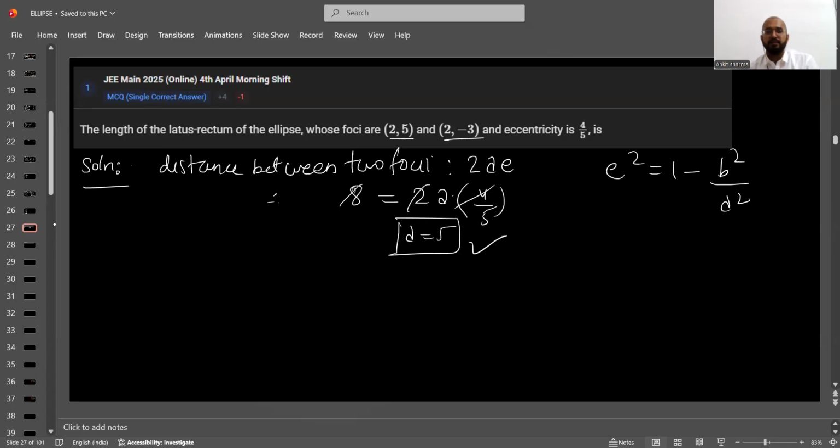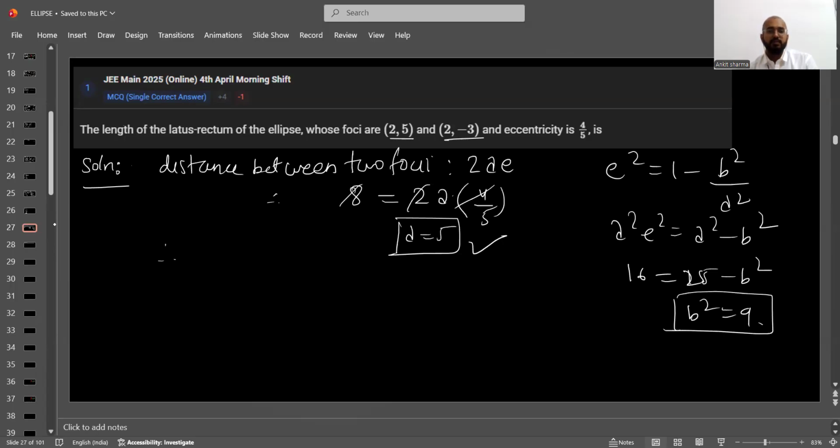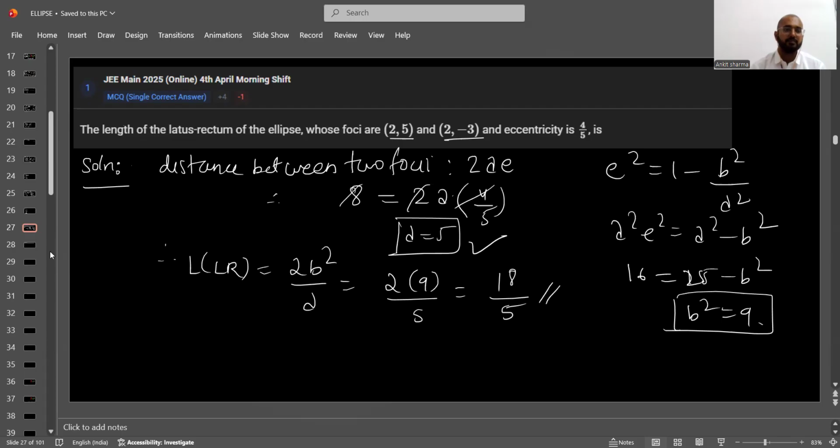So E square is equal to 1 minus B square over A square. We can even write down A square E square is equal to A square minus B square. Now A is 5 and E is 4 over 5, which means 16 is equal to 25 minus B square. So B square is equal to 9. So length of latus rectum is basically 2B square over A. So 2 times B square is 9, over A is 5. So this gives me 18 over 5.